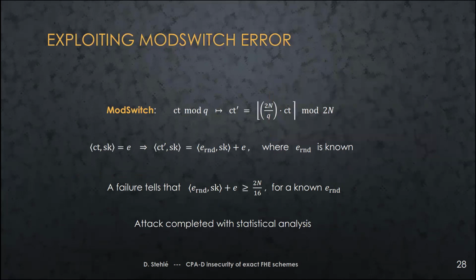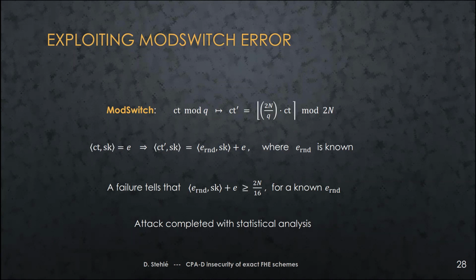Okay, so what is mod switch? As I said, we scale: we divide by Q, we multiply by 2n to go from modulus Q to modulus 2n, and we round. So what is the effect of this? It's adding some rounding noise to the decryption. So if the inner product of CT and SK is E, the inner product of CT prime and SK is E plus the inner product of a rounding noise and the secret key.